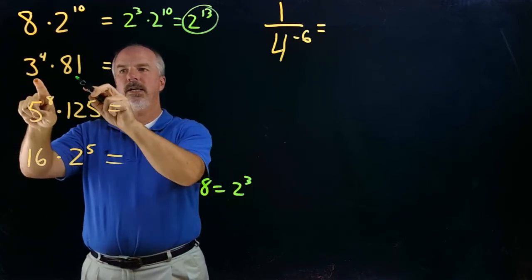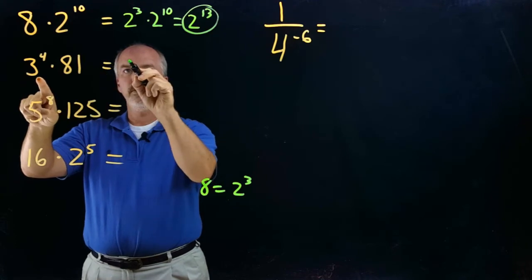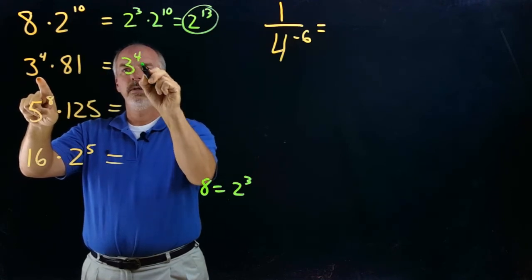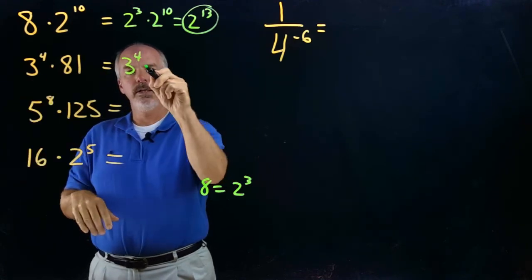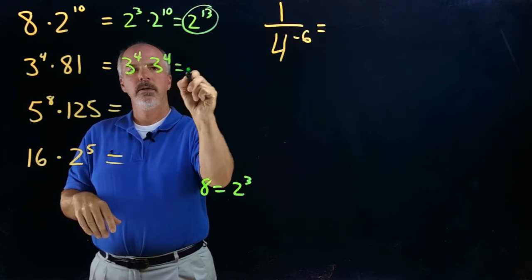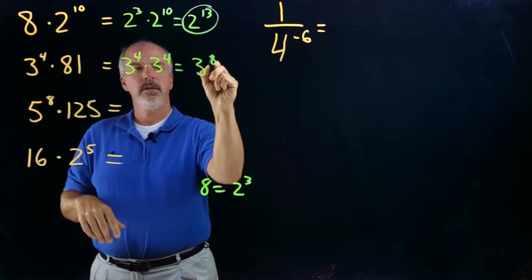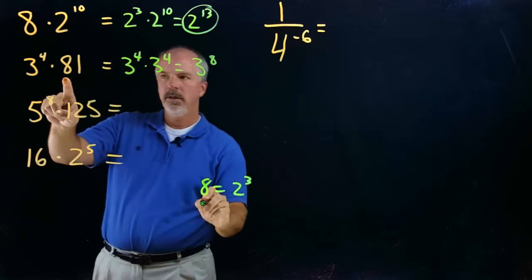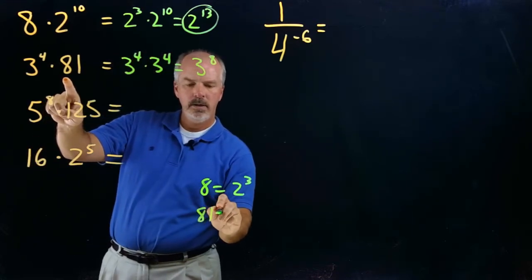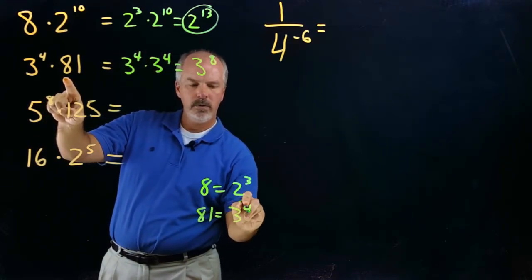Okay, 3 to the 4th times 81. Okay, so 3 to the 4th and 81, which is 3 to the 4th again. So that's 3 to the 8th. Okay, so I substituted 81 equals 3 to the 4th. Okay?